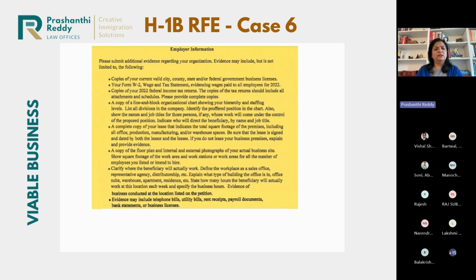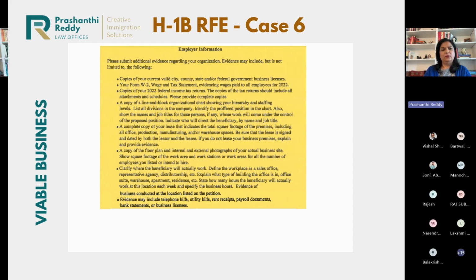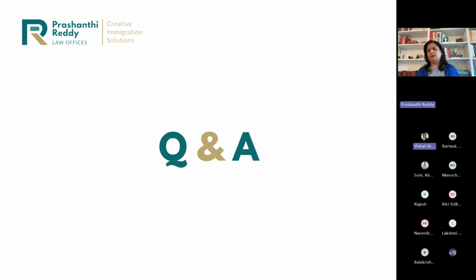So your tax returns, the organizational chart showing where the person will sit within the organization, a lease of the office. They want to know where the employee is going to work. So they want to know that you have a physical premises. They want to know what kind of a premises it is. Is it an office premises? Is it a warehouse? Is it a manufacturing premises? They want the floor plan. They want photographs of the office. They want utility bills to show that you're actually working at that office. So is that all we have? Next slide. That's it.